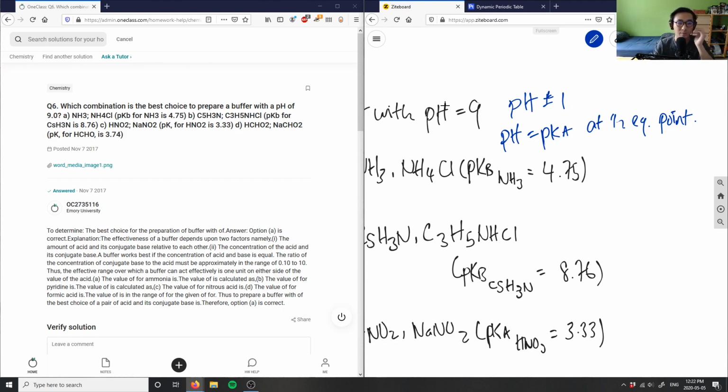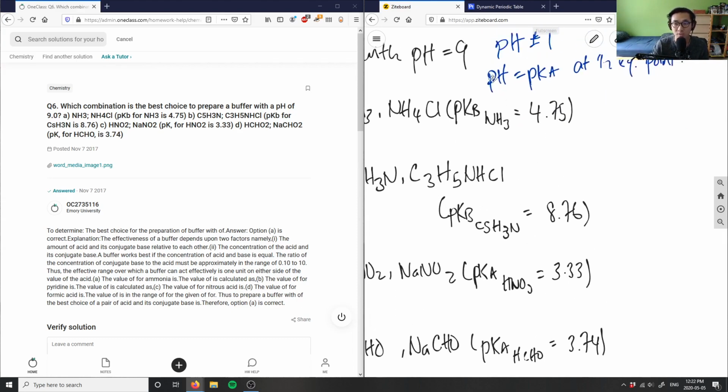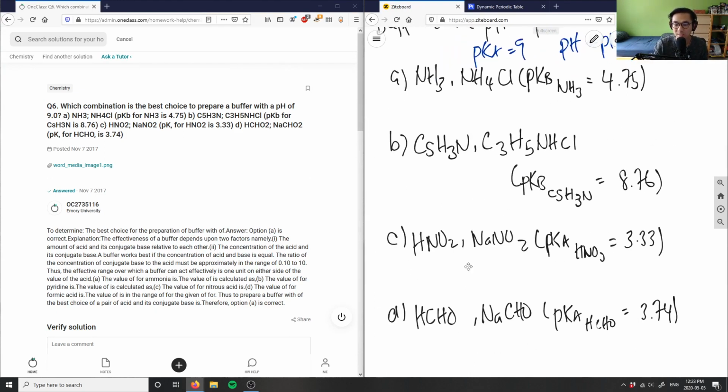These 2 conditions have to be met in order to have a buffer of pH 9. The pH of 9 has to be very close to our pKa value. So what I would do with these questions is convert everything into pKa, since I want pH equals pKa. If I want a buffer of pH 9, my pKa also has to be about 9. Immediately I can eliminate C and D, because their pKa values are 3.33 and 3.74, not even close to 9. So these 2 are not correct answers.